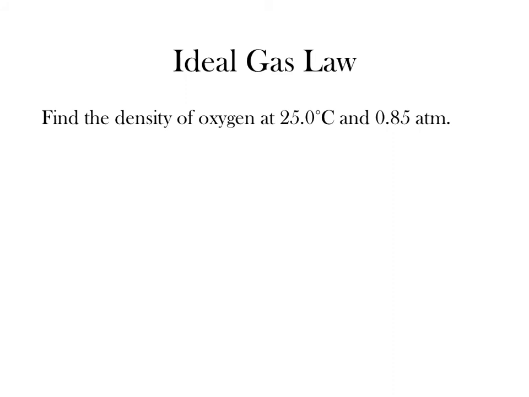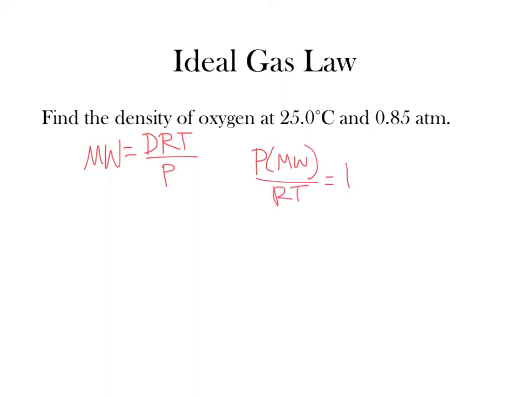Let's do another one. This time, try it on your own. Pause the video now before you come back and see how I answer it. Okay, hopefully you did that. Since this one's asking for density, I'm going to use that molar weight is equal to dRT over P. But I want the d part of the dRT, so I'm going to take P times my MW over RT equals density. And that way I can find the density.